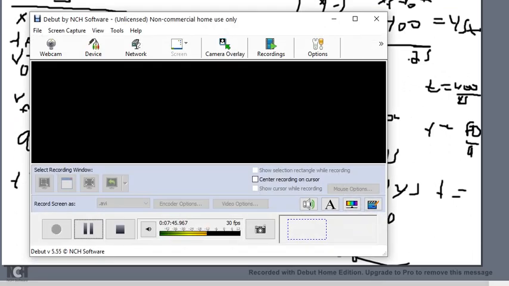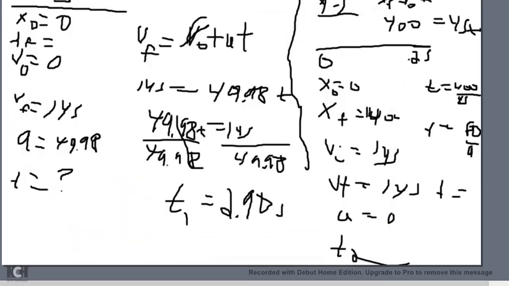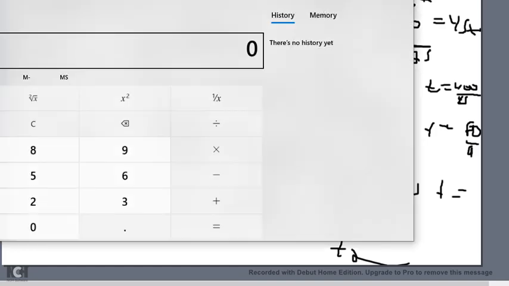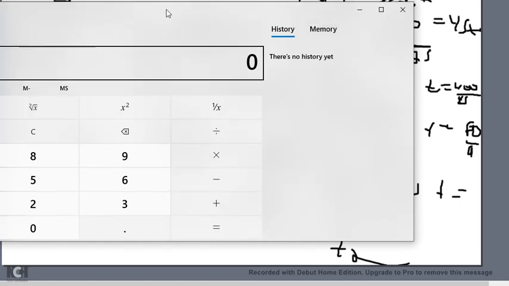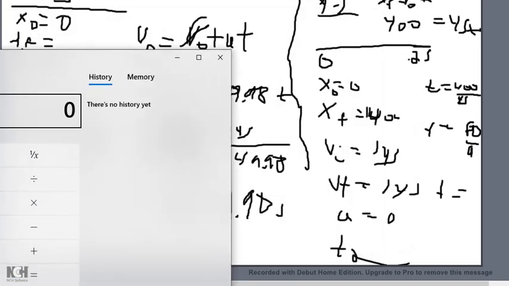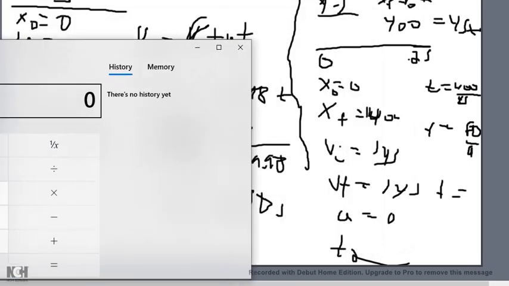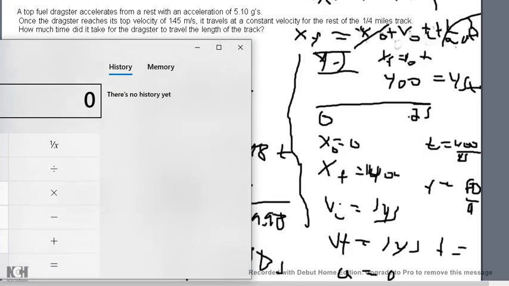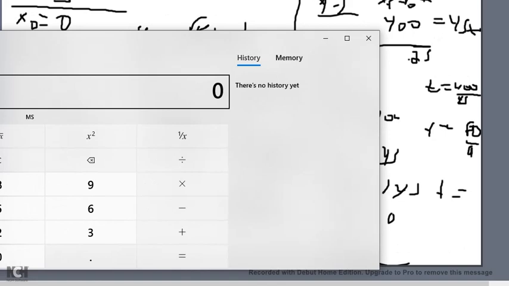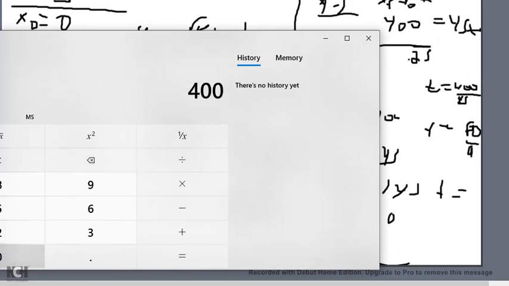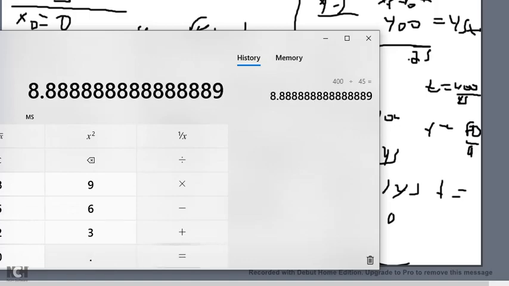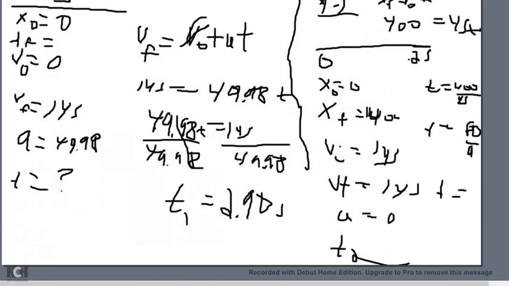Handy dandy calculator. 400 divided by 145. Hit that enter. Hey, 2.76 what? Seconds.